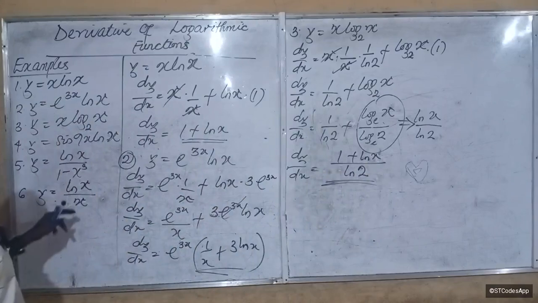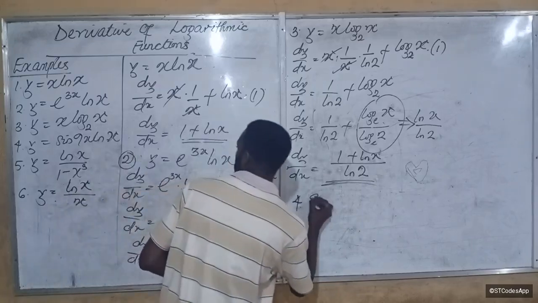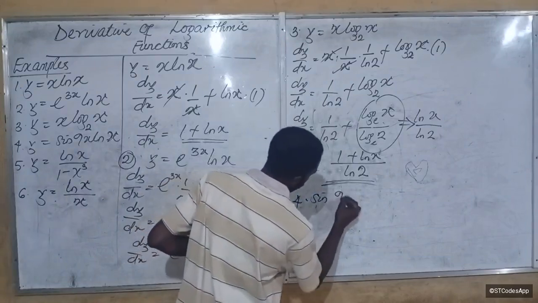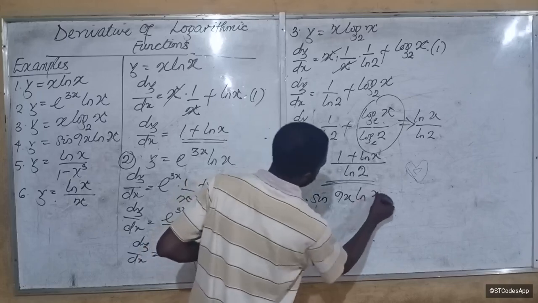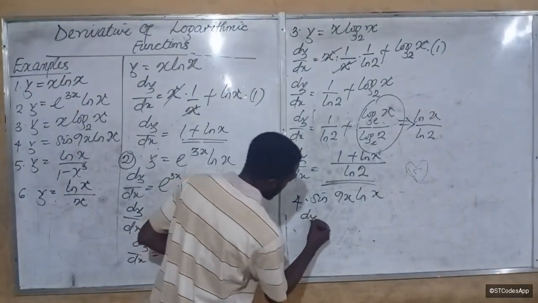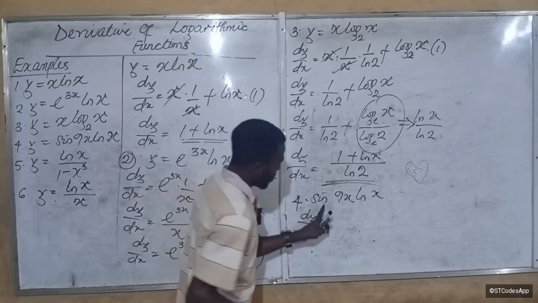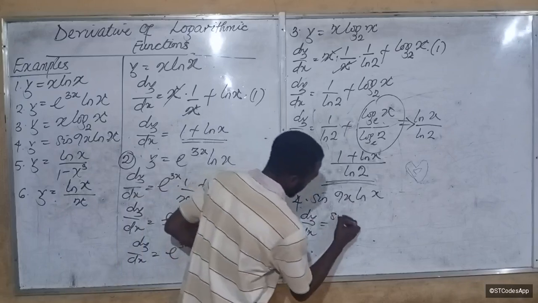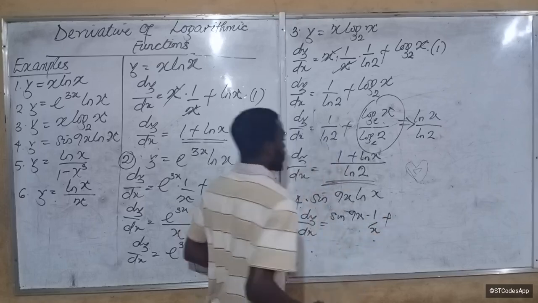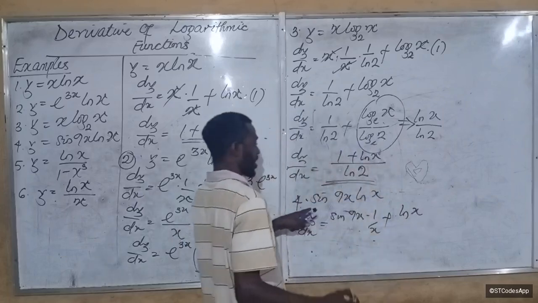Alright. Then the next one is number 4. Number 4 says 9 sine 9x ln x. Okay, so how do you do this? Using the same thing, the same product rule, dy dx will be equal to, we hold this sine 9x, differentiate ln x, that will give us 1 over x, plus we hold this ln x and differentiate sine 9x.